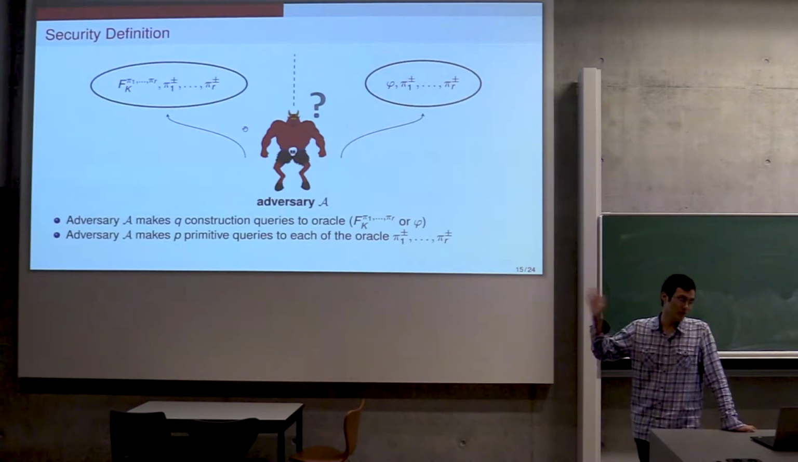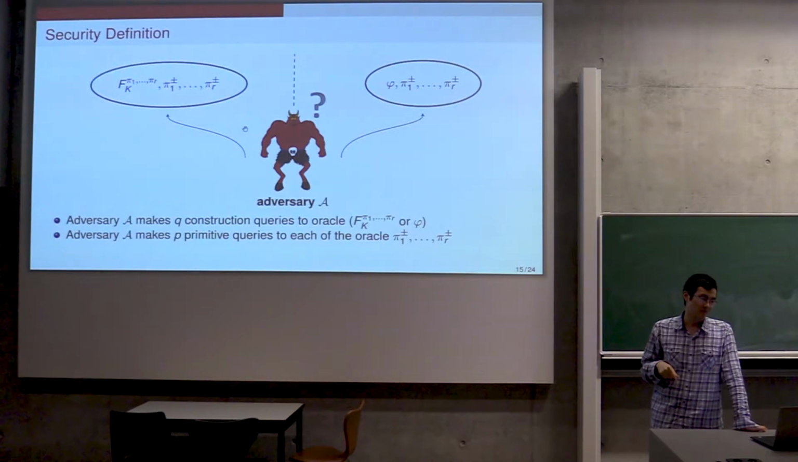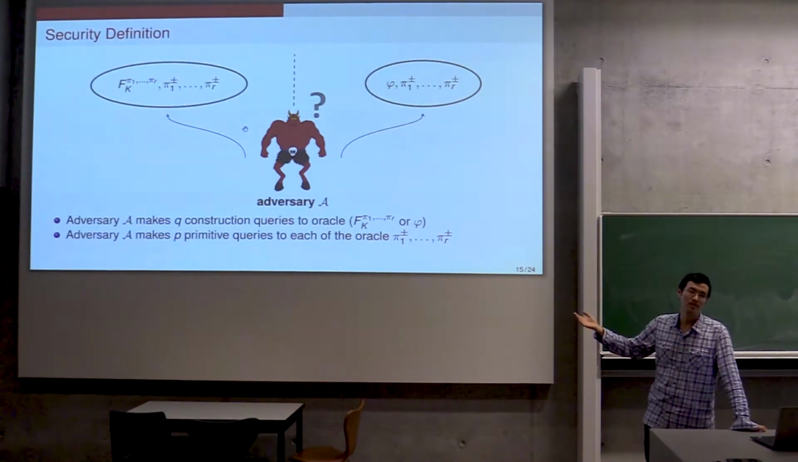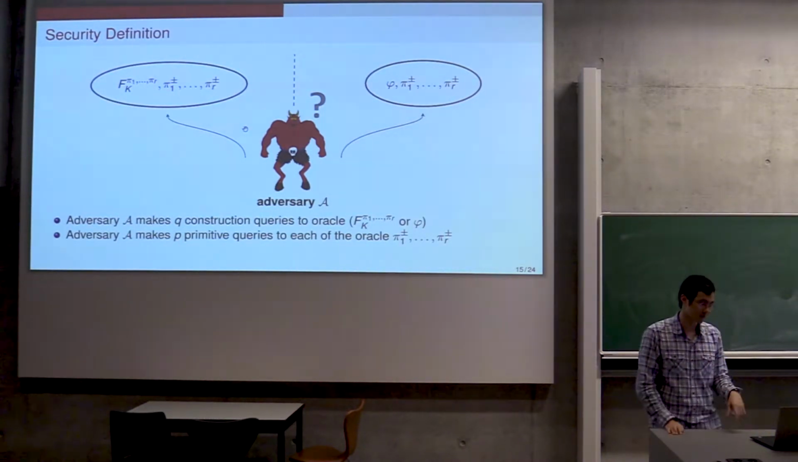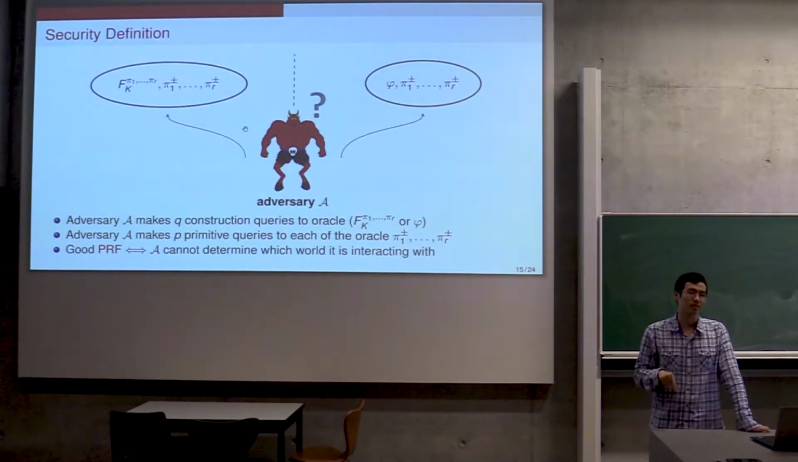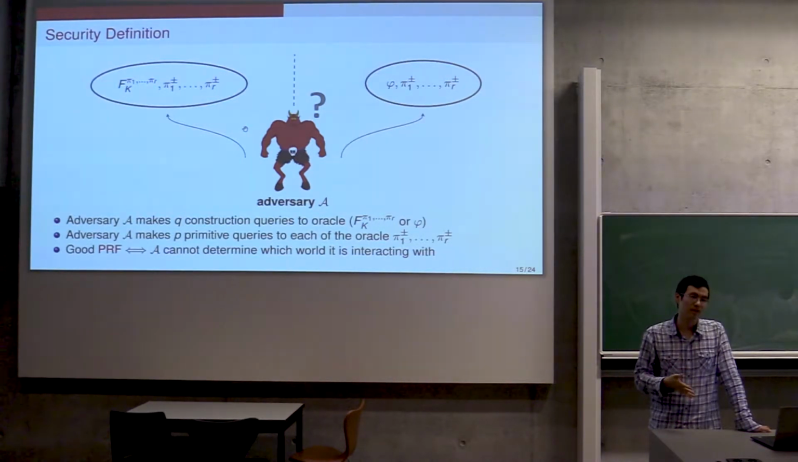In the real world, the construction oracle is actually the proposed construction, while in the ideal world, it's a random function. The primitive queries in both worlds are the same. It's just an underlying primitive. After communicating with the given oracle, A should state which of the two worlds it was given. If A cannot do so, then we can say that the proposed construction is actually a good pseudorandom function.